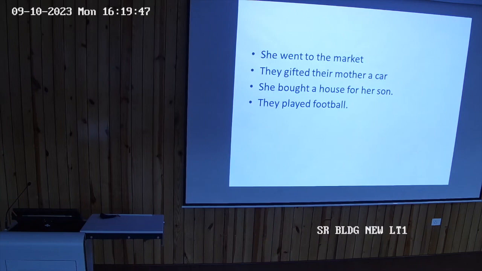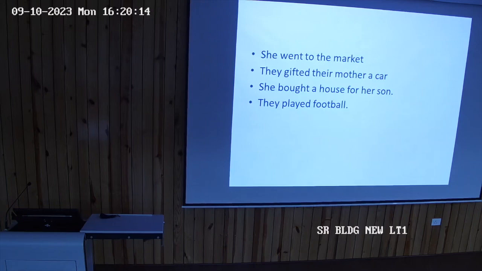Now what is being bought? House. So what will be the direct object? And for whom it is being bought? For the son. So son will be the indirect object. It is not necessary that the indirect object always comes first. So if you see in the case of second sentence, the indirect object has come after the direct object. But in the previous sentence, we have indirect object first and the direct object the other one.